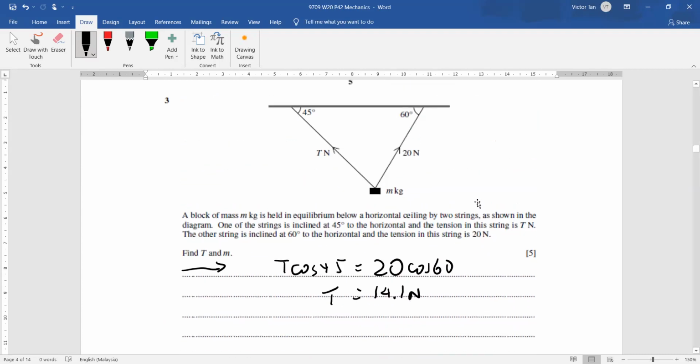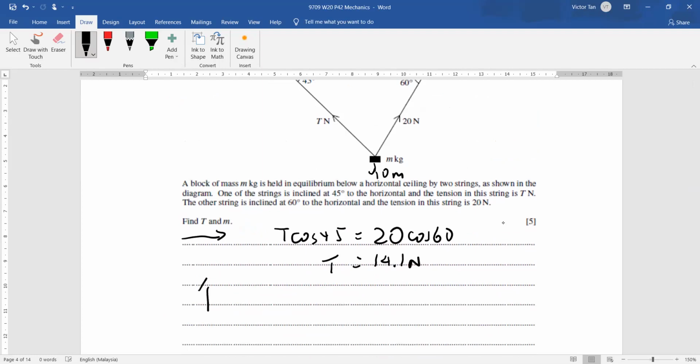So what we have here is the weight, which is 10 m. Resolving vertically, T sin 45 plus 20 sin 60 equals 10 m. M equals 20 sin 60 plus T sin 45, divided by 10. So the answer is 2.73 kilogram.